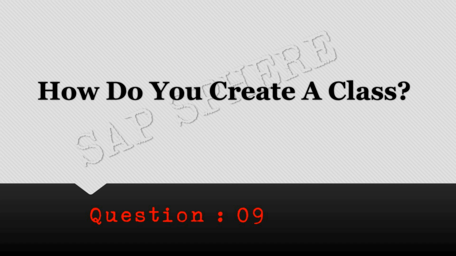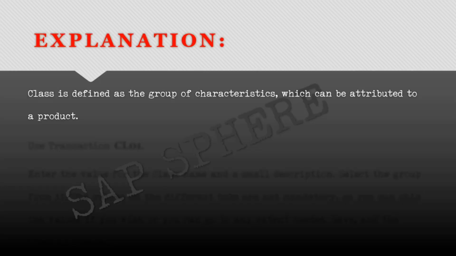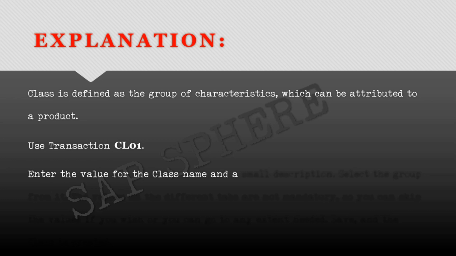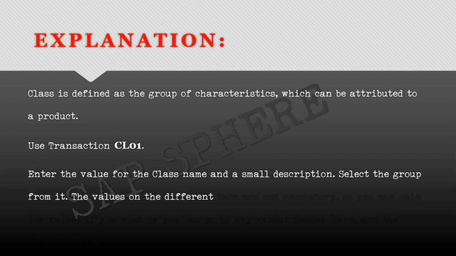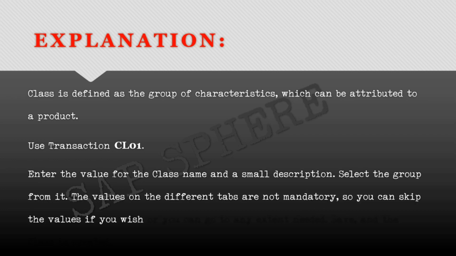How do you create a class? Class is defined as the group of characteristics which can be attributed to a product. Use transaction code CL01. Enter the value for the class name and a small description. Select the group from it. The values on the different tabs are not mandatory, so you can skip the values if you wish, or you can go to any extent needed. Save and the class is created.